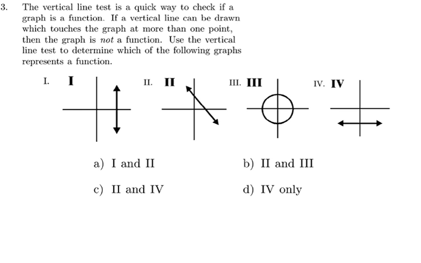Number 3 asks: the vertical line test is a quick way to check if the graph is a function. If a vertical line can be drawn which touches the graph at more than one point, then the graph is not a function. Use the vertical line test to determine which of the following graphs represents a function.